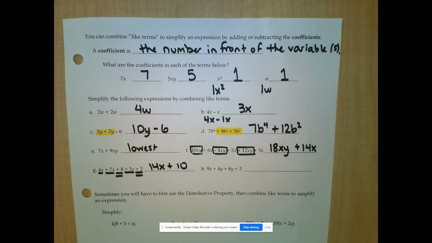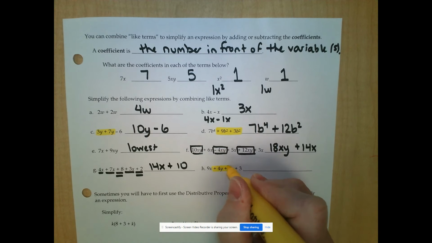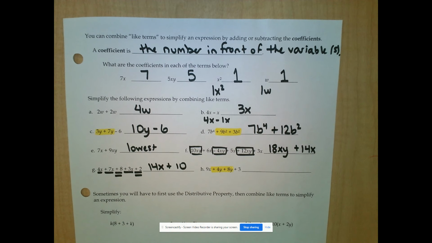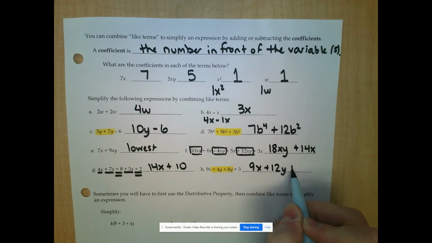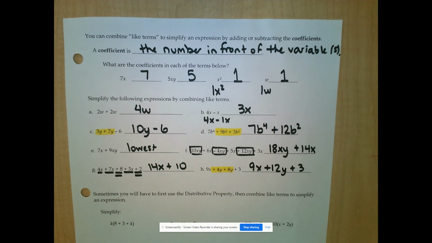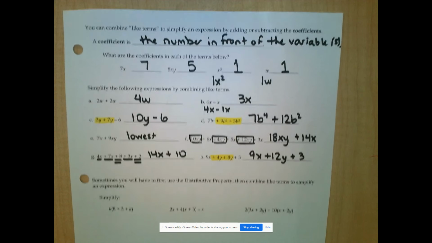Last but not least, you'll notice that some of the terms can be combined here in the middle, the plus 4y plus 8y, but not the others. So 9x plus 12y plus 3. If there's nothing to add it with, we simply copy it down and say, okay, well, this is still here. I just can't combine it with anything else.